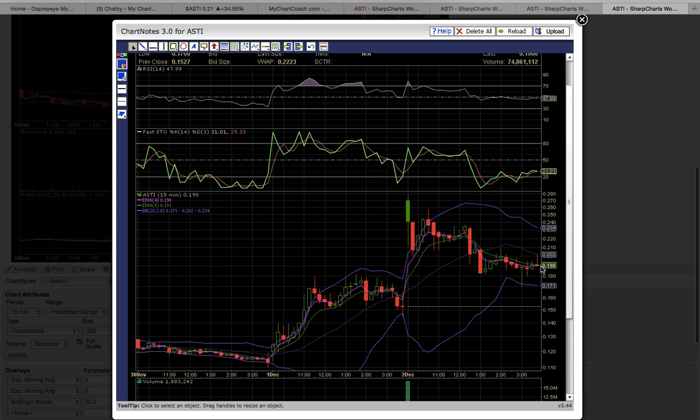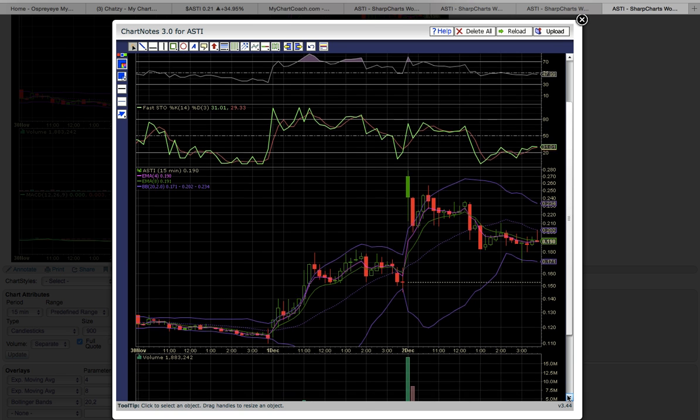EMA 4 and EMA 8 are pinched. So bulls, you want to see EMA 4 bullish cross EMA 8, and then you want to see candles forming above the middle Bollinger Band to signal the start of a new uptrend. If the middle Bollinger Band at 0.202 remains resistance, that will equal further downside risk.